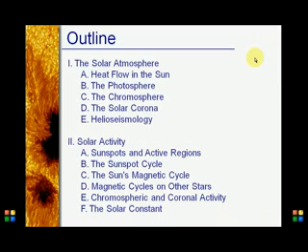Okay, this is our outline. We will study the solar atmosphere, the heat flow in the Sun, the photosphere, the chromosphere, the solar corona, and helioseismology. Then we will study the solar activity and the sunspots and active regions, the sunspot cycle, the Sun's magnetic cycle, magnetic cycles on other stars, chromospheric and coronal activity, and the solar constant.